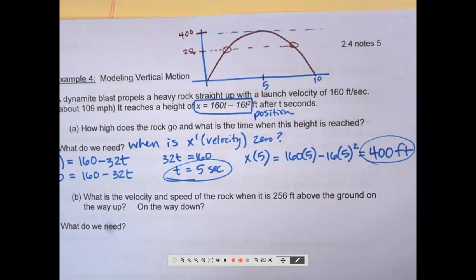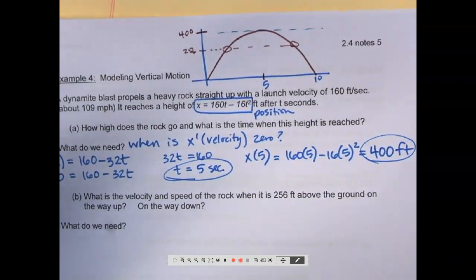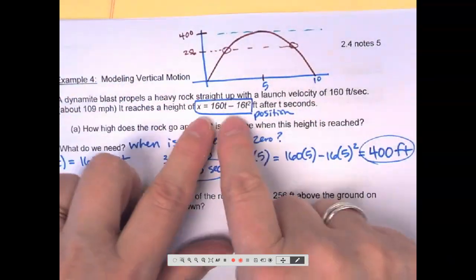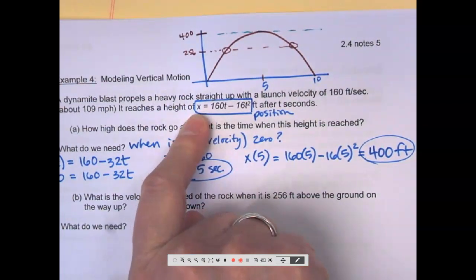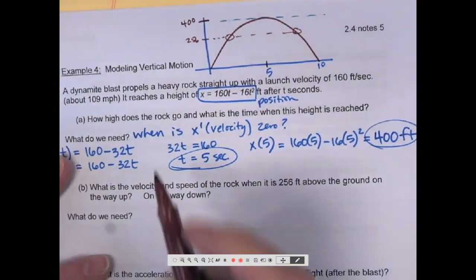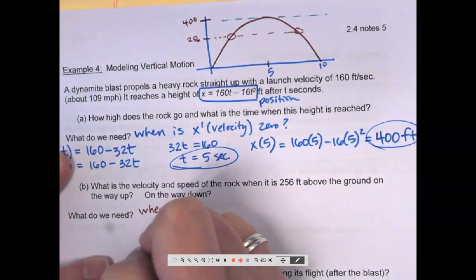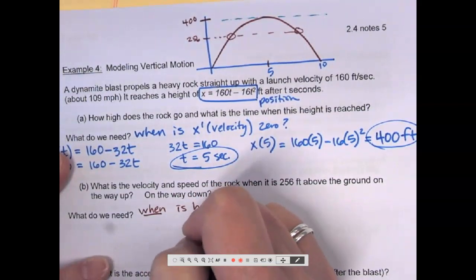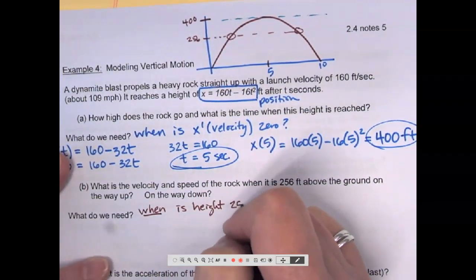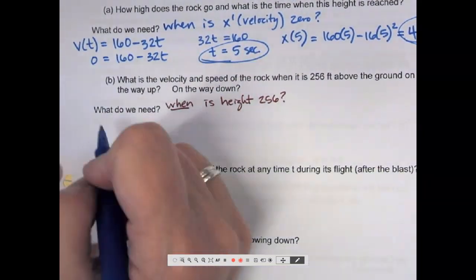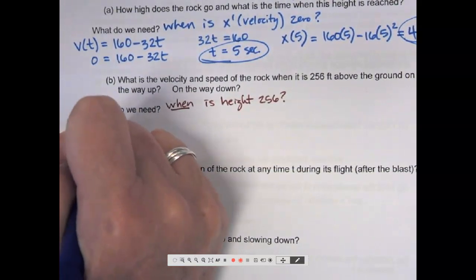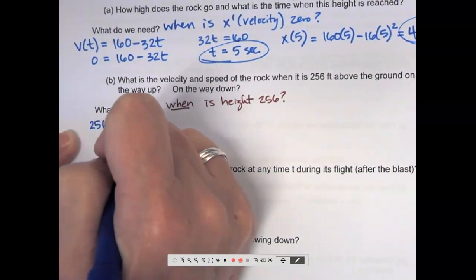Plug 256 in for x in your height. Yes. Okay, so I know that there are 2 times. Once on the way up, once on the way down. So I want to know what these 2 times are when the height is 256. Right? So I want to know when is height 256. Okay, so what I'm going to do is take my height equation and set it equal to 256.